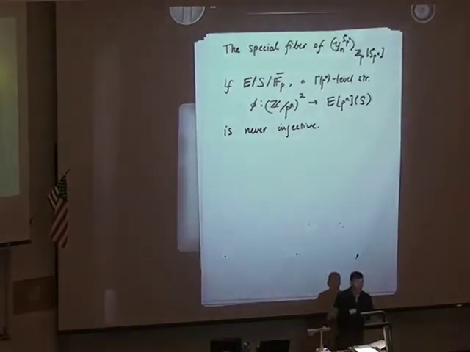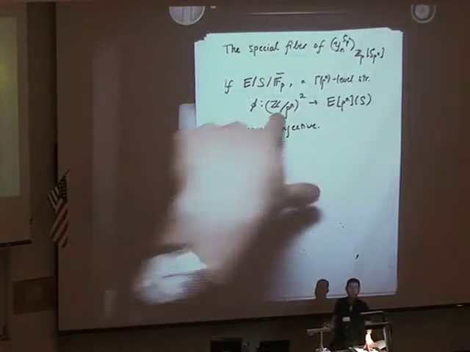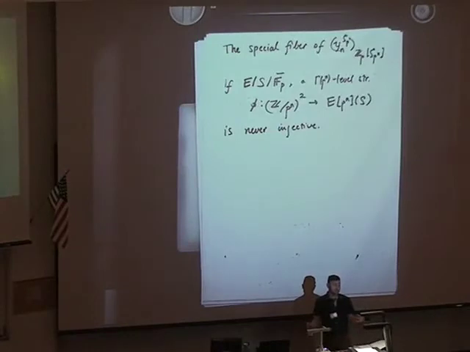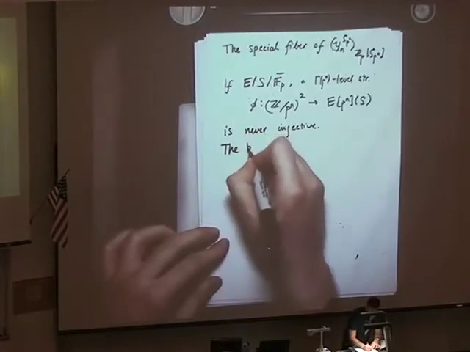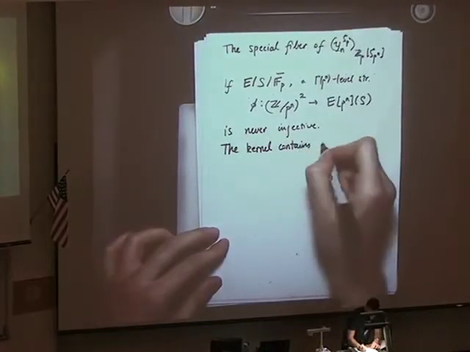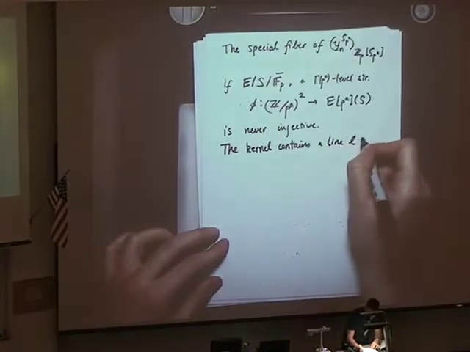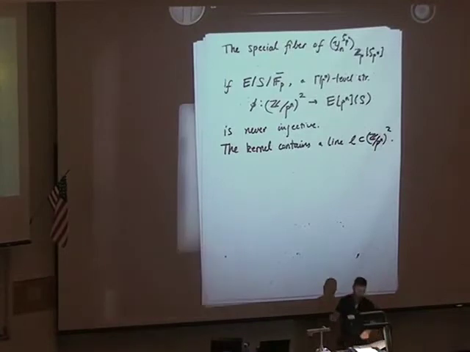The kernel always contains at least a line. And a line inside of this thing, which is like a plane, would be a free Z mod p^n submodule of rank 1. So the kernel always contains a line L inside of (Z mod p^n)^2, right?